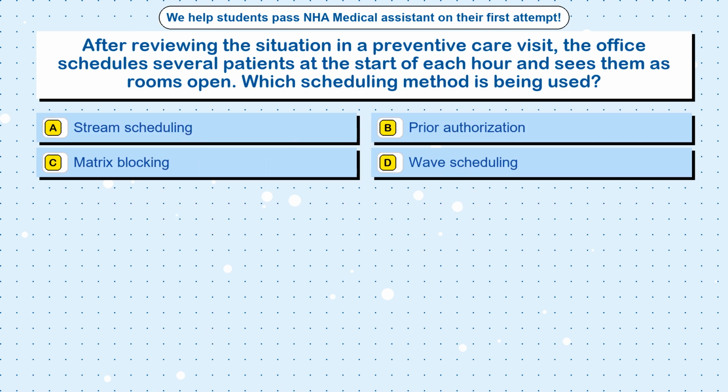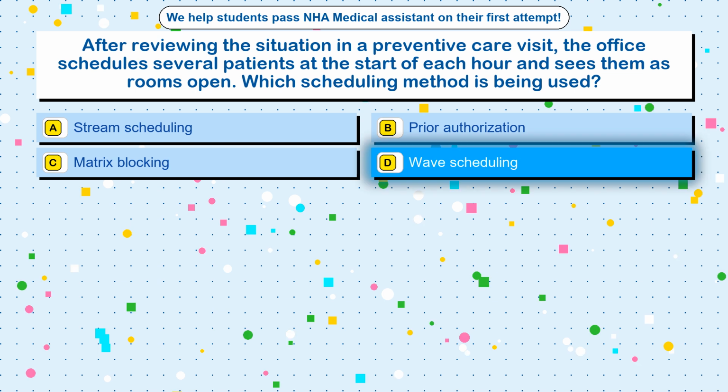Question 69. After reviewing the situation in a preventive care visit, the office schedules several patients at the start of each hour and sees them as rooms open. Which scheduling method is being used? Option A, stream scheduling. Option B, prior authorization. Option C, matrix blocking. Option D, wave scheduling. The correct answer is option D, wave scheduling.